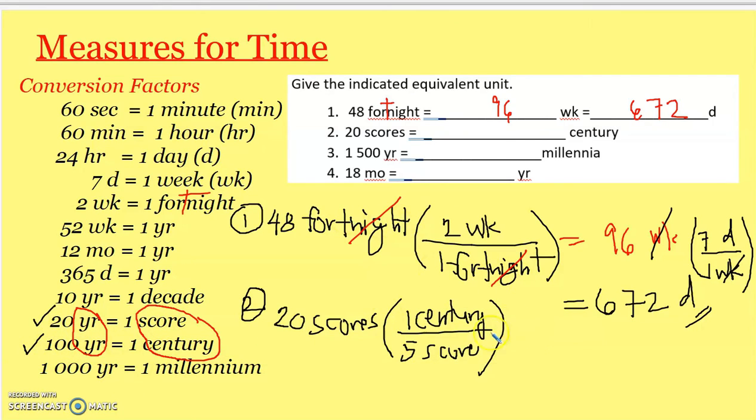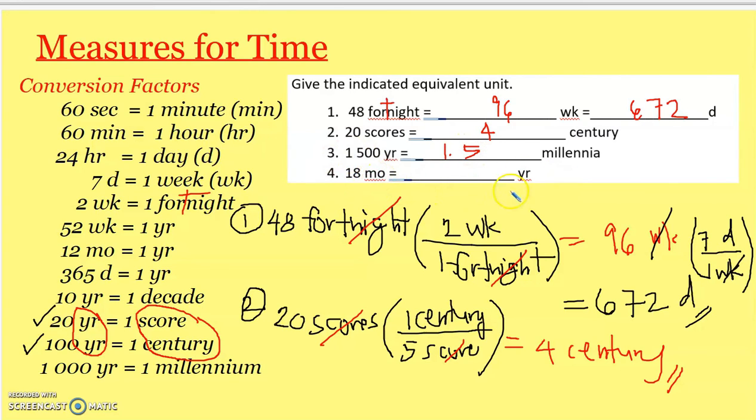And since we're done with that, cancel na natin yung scores. 20 divided by 5 is 4. There you have 4 centuries. Okay? So, we write 4 here. Pagdating naman dito sa years to millennia, ilang years meron sa isang millennium? Yes, 1,000. So we just have to divide this by 1,000 and we have 1.5 millennia.